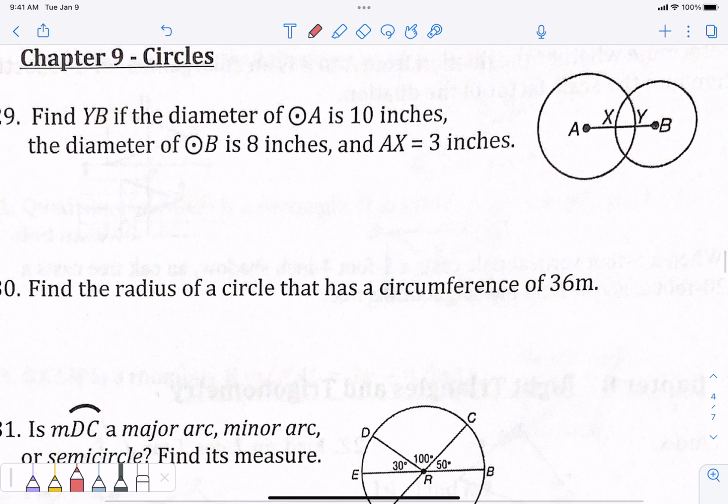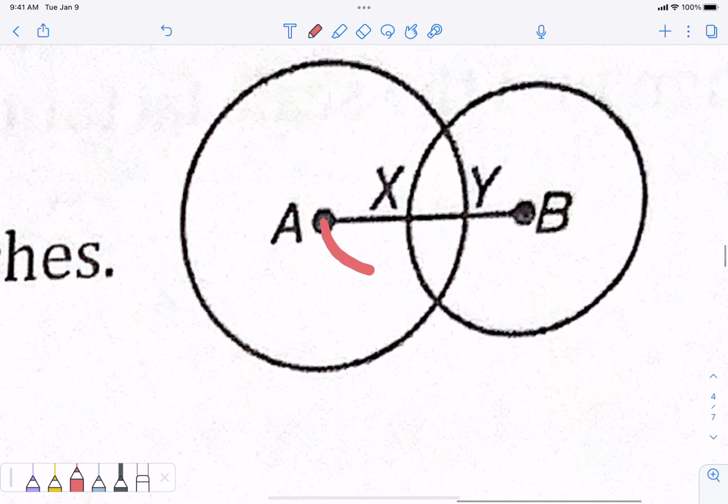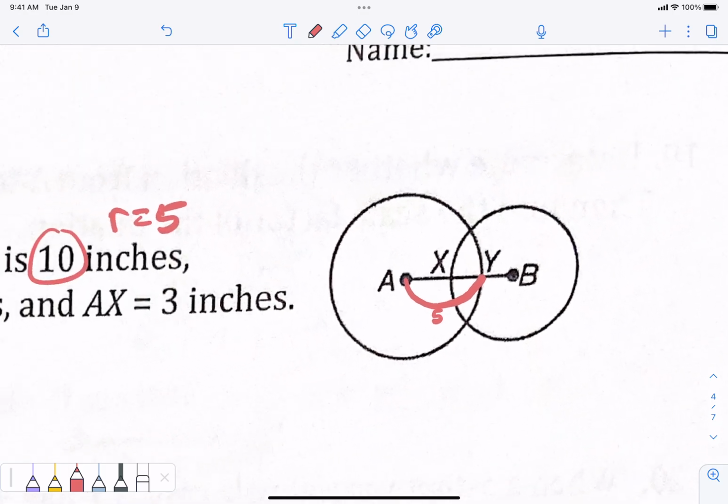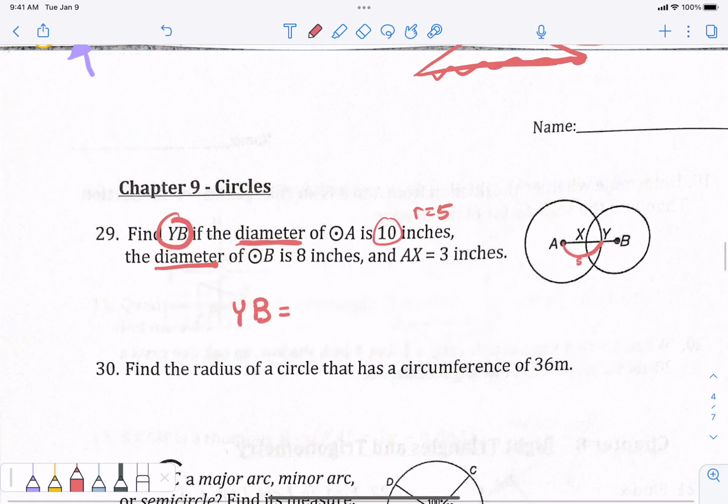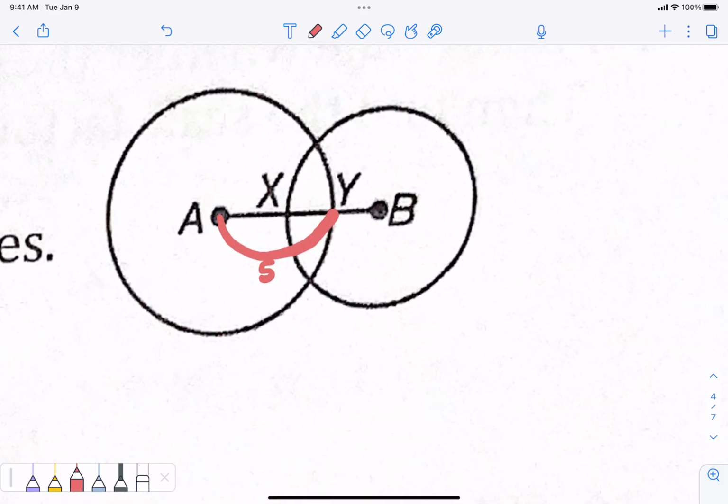29. Labeling this is going to be the hardest part because you get messy things going on. They want us to find YB, so I'm going to write down what we're trying to find so we don't get lost. The diameter of A is 10, which means the radius is 5. I'm going to write that down. The radius of A goes from here to here, so I'm going to label that as 5. Okay, that's the radius of A. Then it says the diameter of B is 8, which means the radius is 4. So for circle B, this guy from here to here is 4.